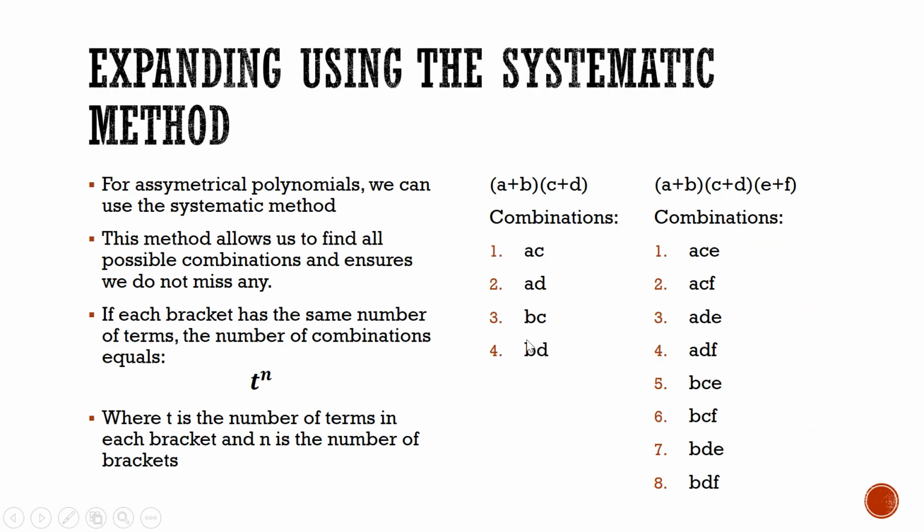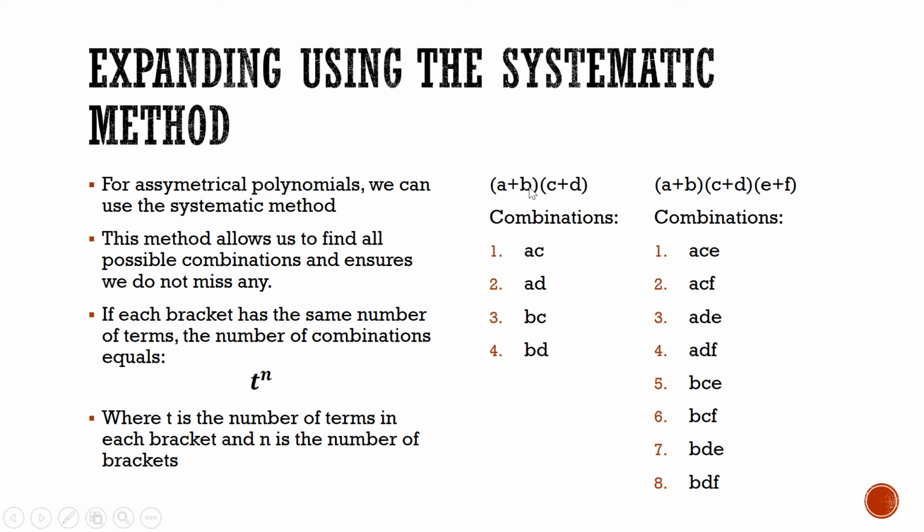For (a + b) times (c + d) times (e + f), we have 2 terms, so t is 2. But we have 3 brackets, so 2 to the power of 3 is 8. And we have 8 combinations.